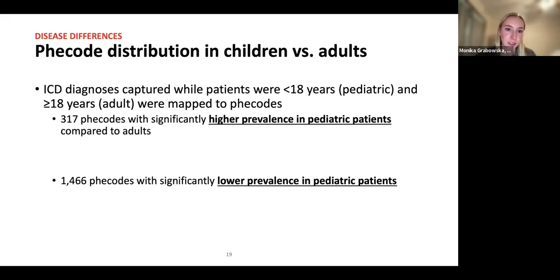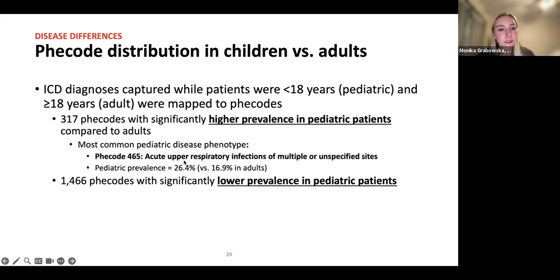Actually, the majority of the phe codes had significant differences in prevalence between the pediatric and adult populations. We found 317 phe codes with higher prevalence in the pediatric population, and then 1,466 phe codes with lower prevalence in the pediatric population. And just to get a sense of some of these differences, the most common disease phenotype we identified among pediatric patients was phe code 465, which represented acute upper respiratory infections with a prevalence of approximately 26% in the pediatric population, compared to only around 17% in adults.